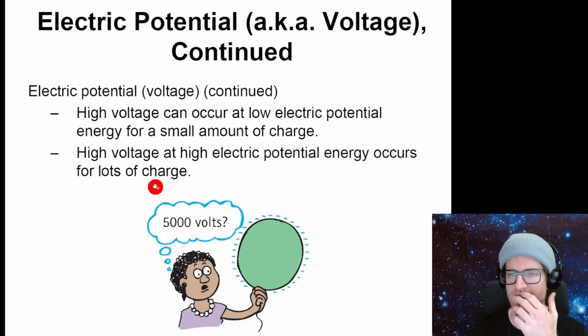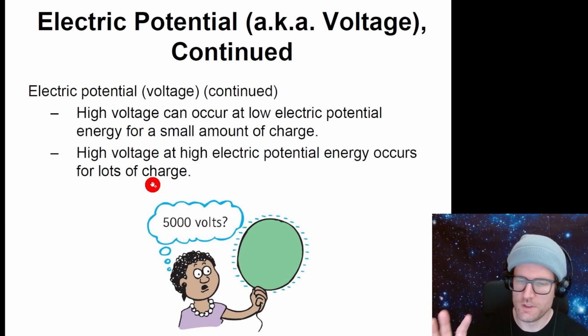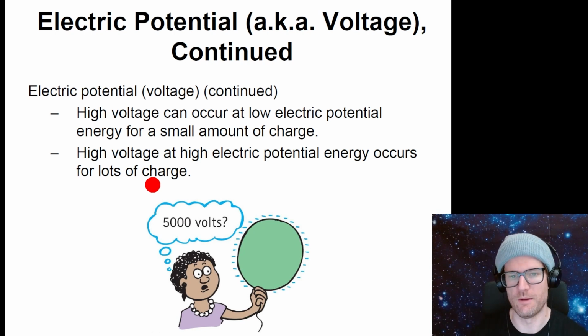Okay. Electric potential. So electric potential, high voltage can occur at low electric potential energy for a small amount of charge. High voltage at high electric potential energy occurs for lots of charge. Okay, for different charge configurations, the voltage situation can be extremely complicated. Let's get into some examples of circuits.